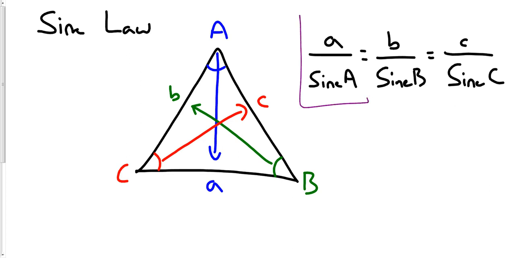In order to use the sine law, you must have a complete ratio, which means that you have all of a divided by sine A, or b divided by sine B, or c and sine C. You must have a complete side angle pairing.